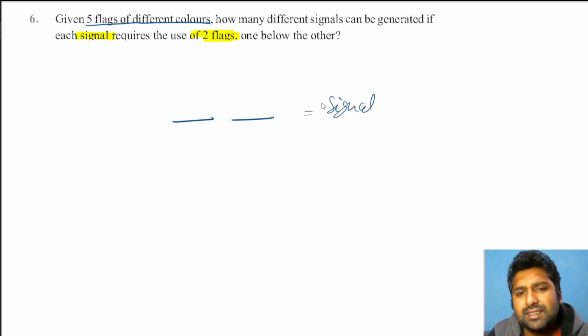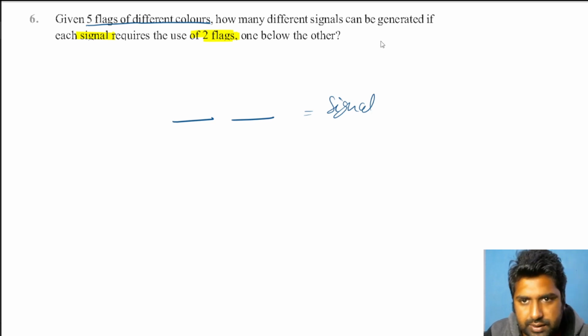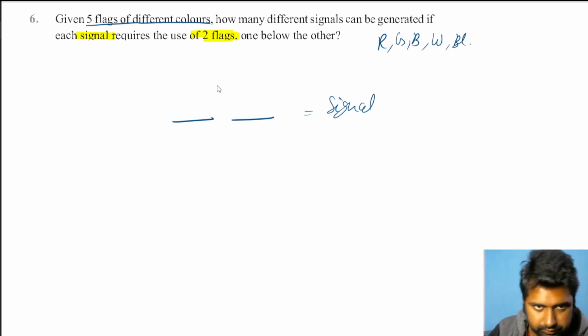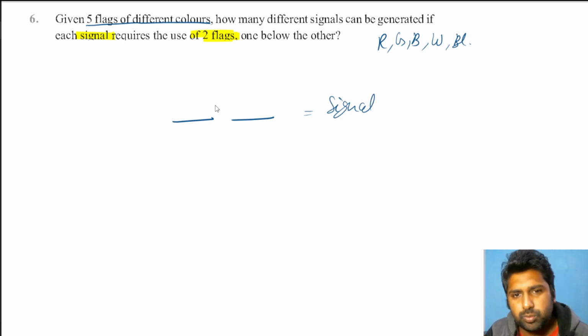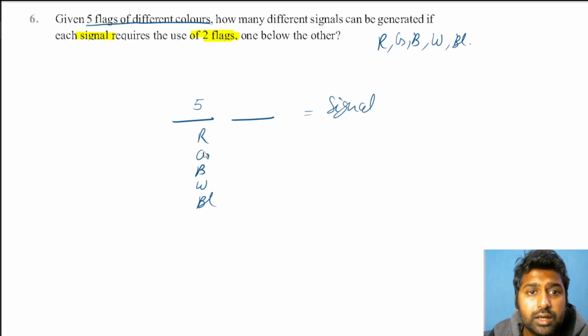5 colors are there, so red, blue, green, white, whatever color combination you can think. If you want, I can write. So let's take red, green, blue, white, and black. For the two flags that are being used one below the other, the first flag can be red, green, blue, white, or black. It's like the number of balls. Only two balls were used, this time only flags are being used, so the situation pretty much remains the same. So 5 options, out of this one color will be used.